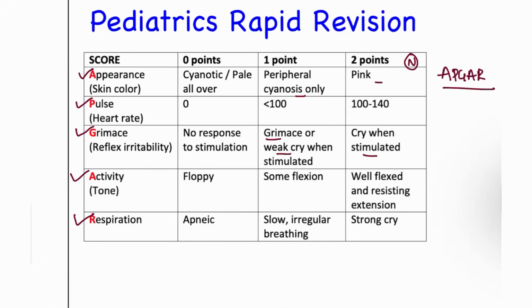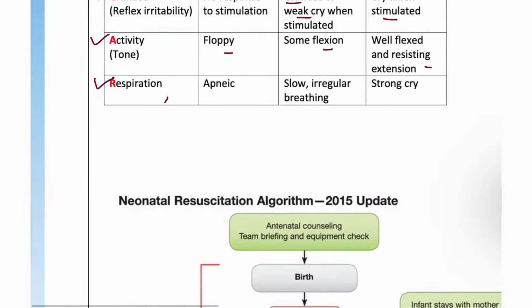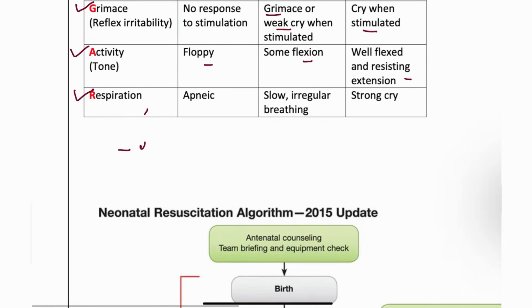Next, activity. Baby floppy is 0, some flexion is 1, and well flexed with a resting extension is normal and considered 2 points. Next, respiration. No respiration at all is 0, slow and irregular is 1 point, and a strong cry is 2 points. This is how we do it, checking in the first 1 minute and also at 5 minutes. This will help us understand the baby's condition.